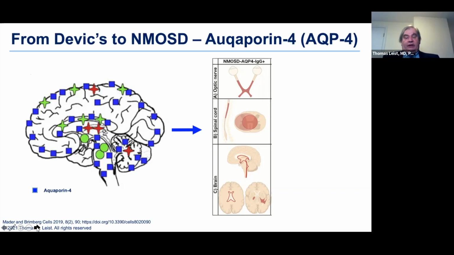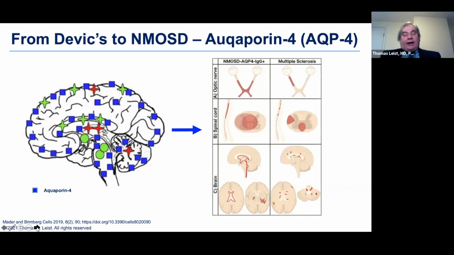What many of these individuals have in common is the fact that they have an antibody, the anti-aquaporin 4 antibody, the anti-AQP4 antibody, which is a common feature. And so I have given you the first explanation why we moved from the term NMO to NMOSD, because with NMOSD we have more conditions that are comprised under this terminology.